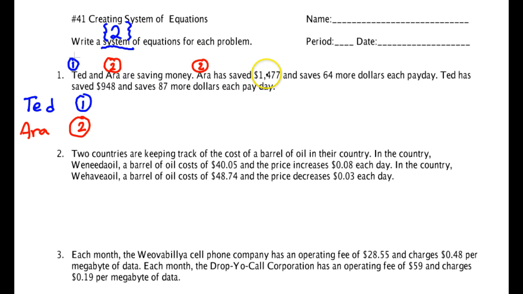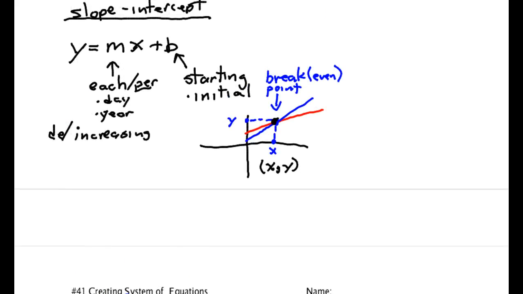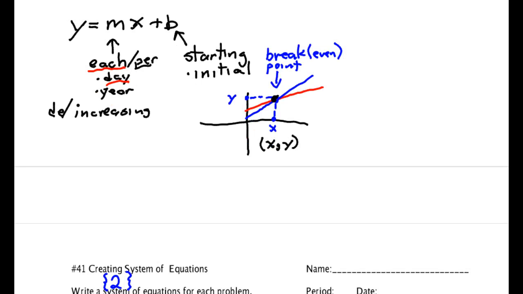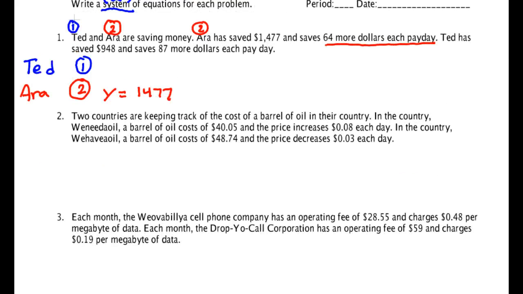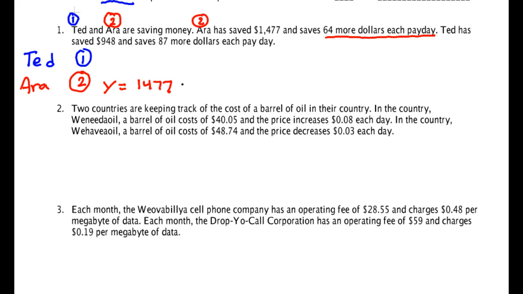ARA saved $1,477, and to start off with, she just has that, so that's a good hint that she's starting off with that. And she's saving $64 more each payday. Okay? So it goes along this line. It's like each day, that's like a slope. It's going up by $64 every payday, which might be every month or every 2 months, we don't know.